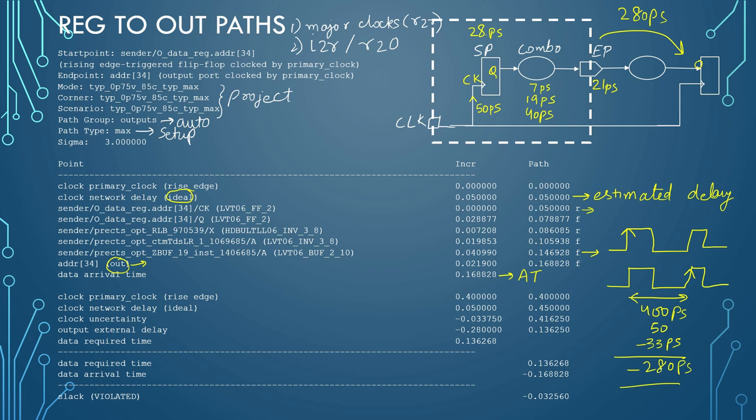This becomes the final required time, 450 minus 33 minus 280. That calculation comes out to be 136 ps. This 136 ps is your required time, and your data is reaching here by 168 ps. That means your data is reaching late, so there is a violation, and that calculation is given here, and that is 32 ps. So by 32 ps you are violating the design. You need to optimize it. That is an explanation of how we read the report of reg to out paths.